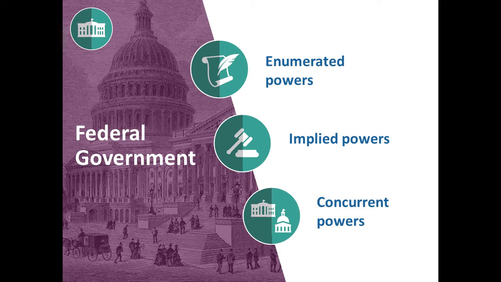Enumerated powers, those expressly stated in the Constitution. Implied powers, those within the federal government's authority but not expressly listed in the Constitution. Concurrent powers, those shared with the states. Note that the government's powers must be either enumerated or implied, but both enumerated and implied powers can be shared with the states. We'll go into more detail about these types of powers in the next few slides.